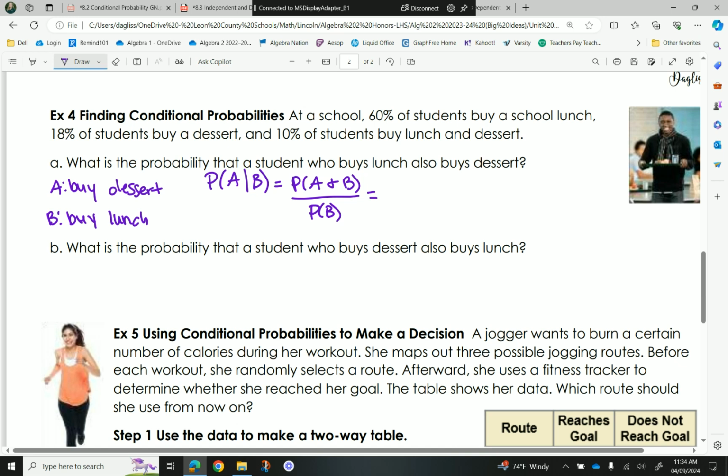Okay, so I don't have a table to look at, but they did tell me. What was the probability that someone bought both? 10%, and how are we going to put that into our formula, you think? Yes, 0.10 or 0.1. What percent of students buy a lunch? 60%. So how's that as a probability? We're going to use 0.6.